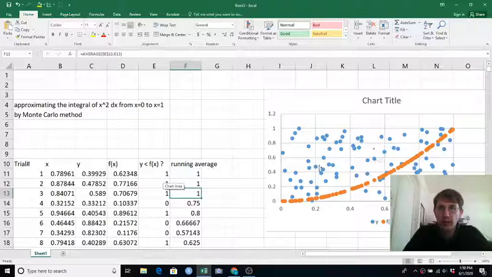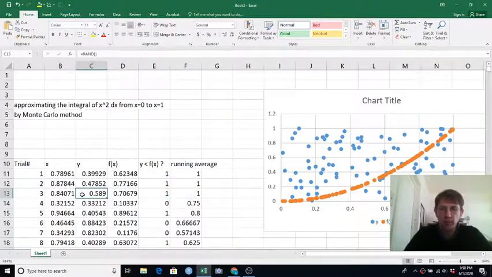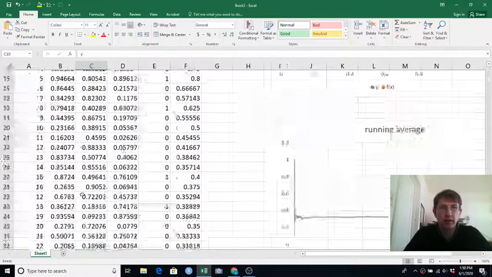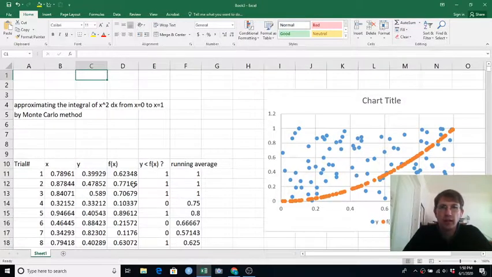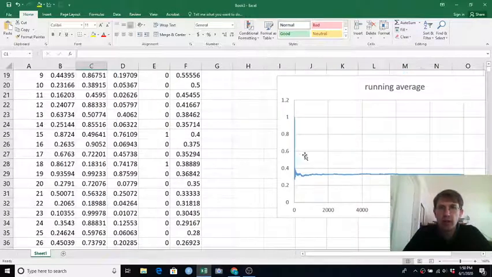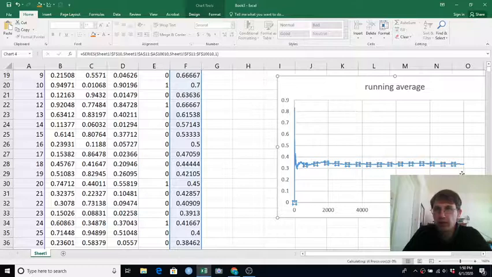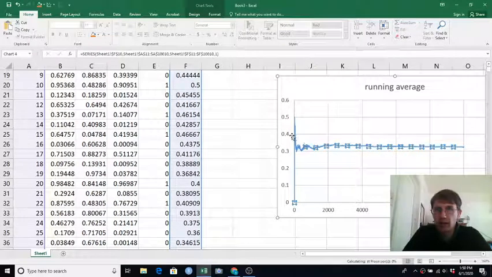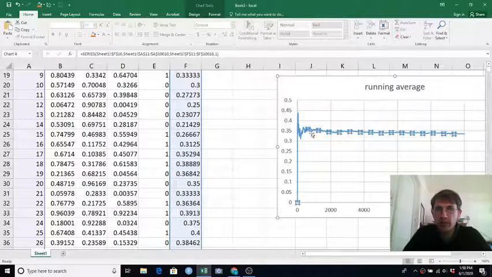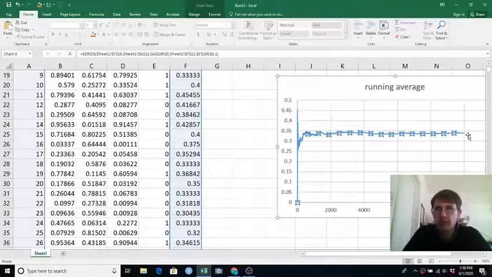So this is only 100 dots that I'm showing, but in the spreadsheet I've got it actually set up for 10,000 trials. And let's see how that running average behaves as we do more and more trials up to 10,000. Looks like it's pretty much stabilized around, maybe 0.3-ish. And I can get new random numbers and you can see the curve varies a fair bit early on, but by the time you get down here, it doesn't vary very much.